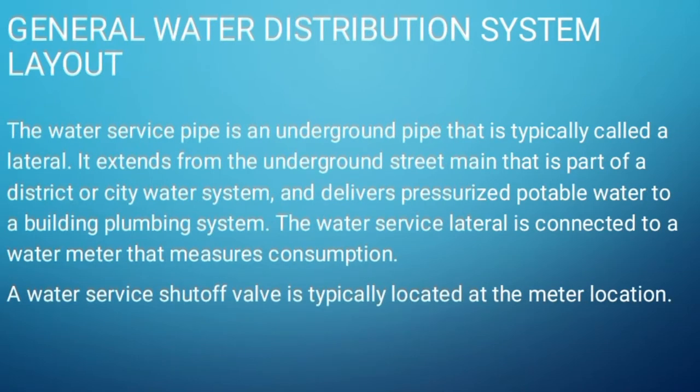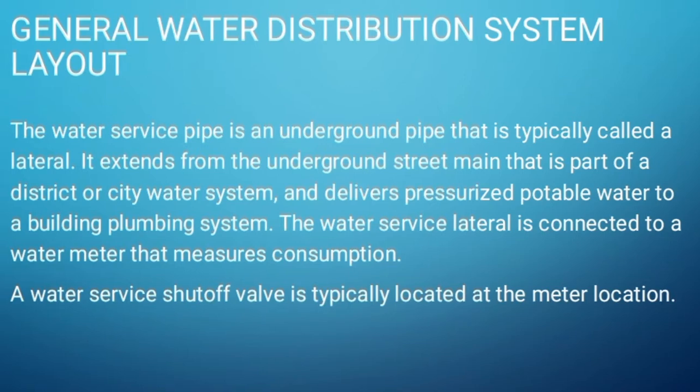Let's move on to the general water distribution system layout. The water service pipe is an underground pipe that is typically called a lateral. It extends from the underground street main that is part of a district or city water system and delivers pressurized potable water to a building plumbing system. The water service lateral is connected to a water meter that measures consumption.